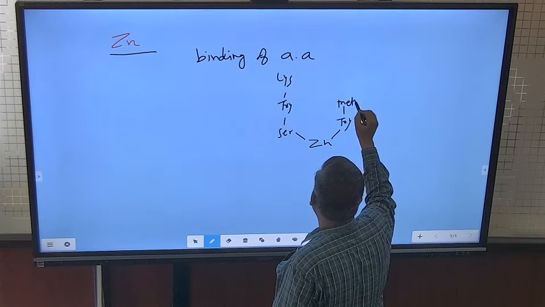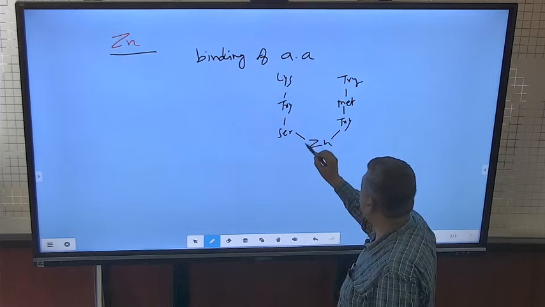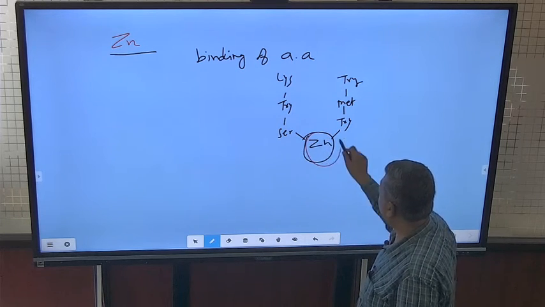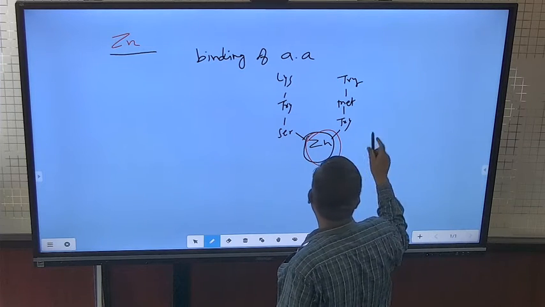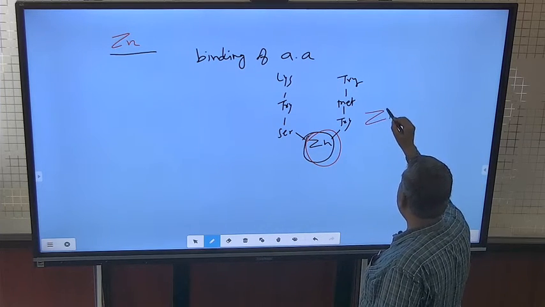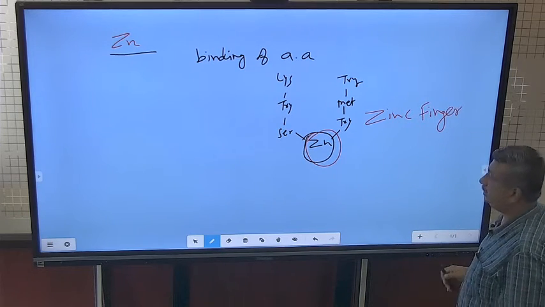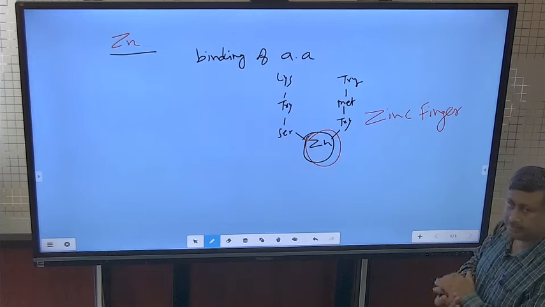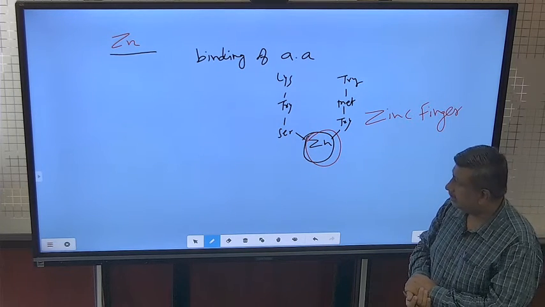Methionine, suppose it is tryptophan, like that. So zinc binds the amino acid, and this structure is known as zinc finger. It is zinc finger. So this zinc finger is a structure where zinc binds the amino acids. So binding of amino acid is very important for protein synthesis.